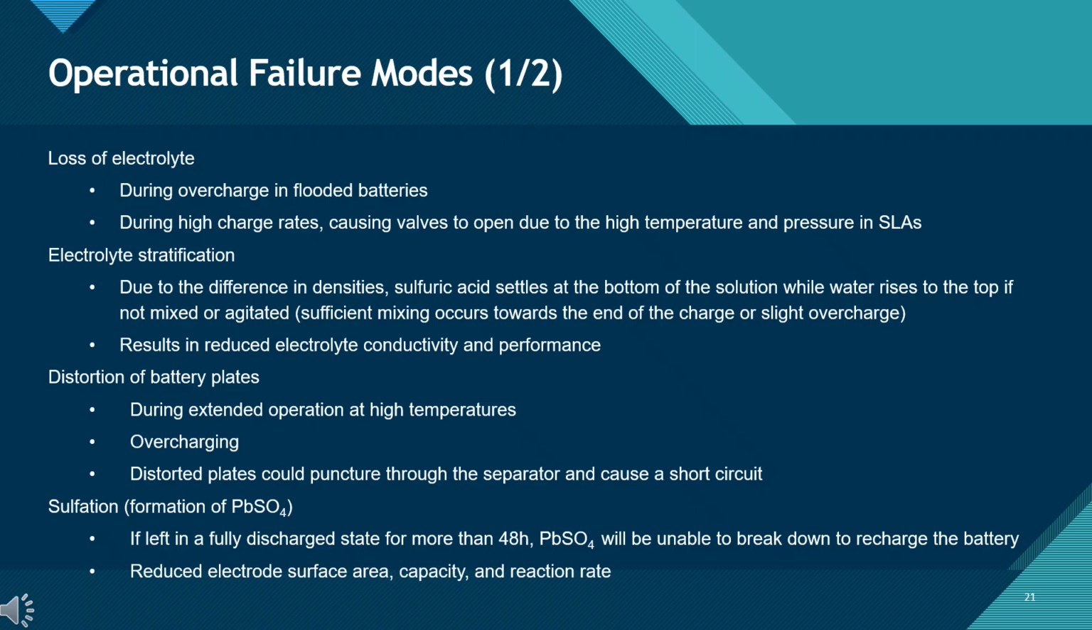Third, distortion of battery plates may occur due to prolonged high-temperature operation or excessive charging. Warped plates can even pierce separators, causing short circuits. Finally, sulfation occurs if the battery remains fully discharged for an extended period. Lead sulfate crystals become stable and cannot break down, reducing the surface area of the electrodes and permanently lowering capacity and performance.